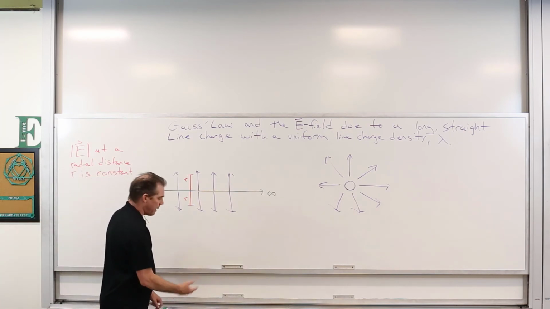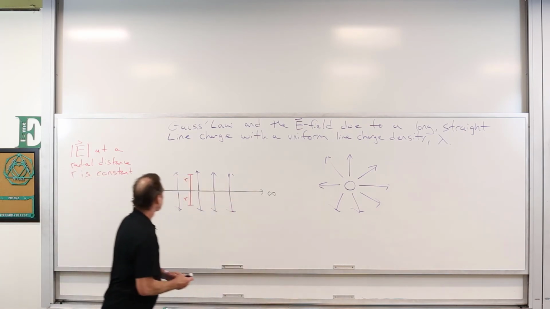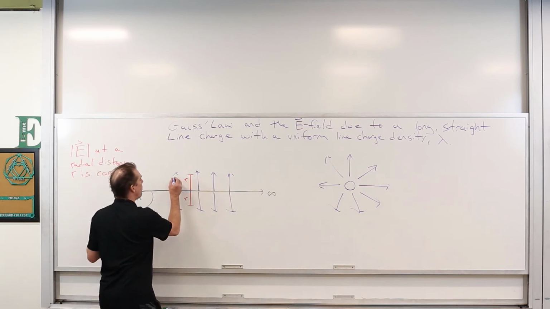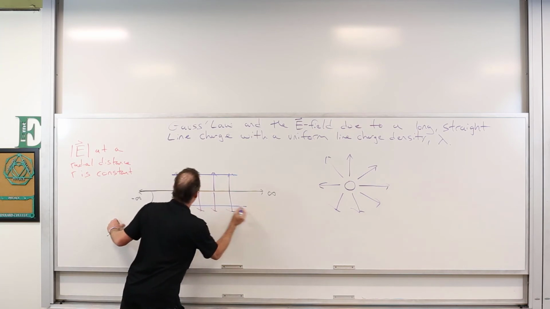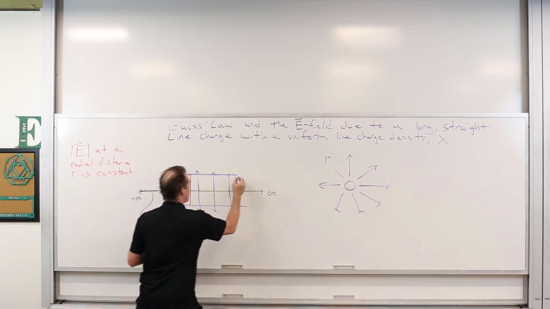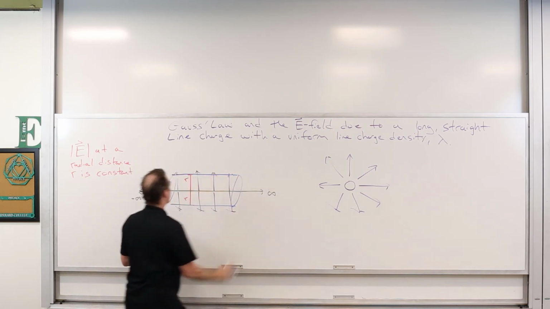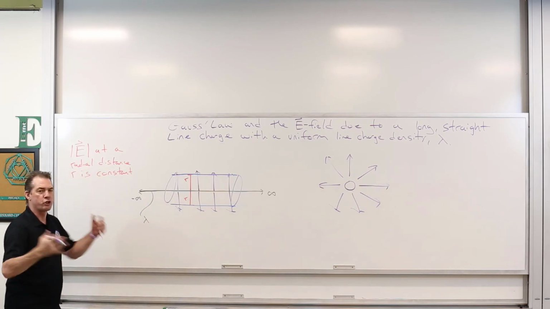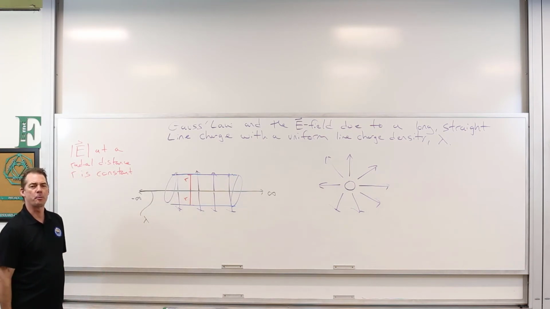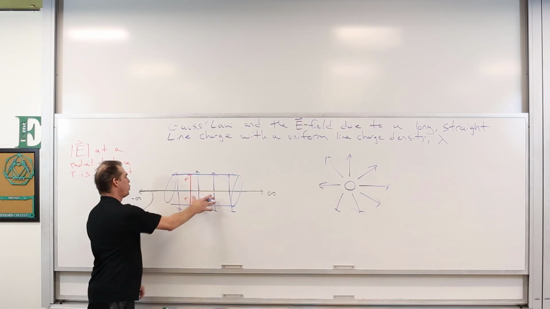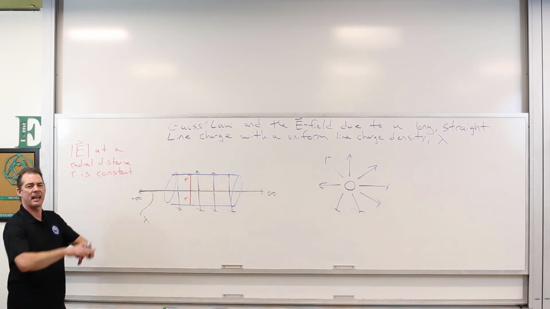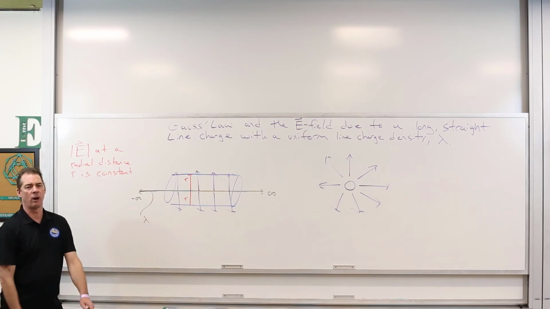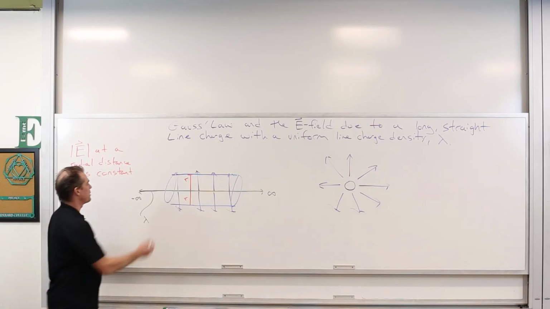We've got to think about it a little bit, but if you think long enough, hopefully you come to the conclusion that that surface would be some sort of cylinder, like a soup can. Take a nice soup can and we put the line charge through the center of that soup can, and we say the outer edges of the soup can itself constitute the Gaussian surface.